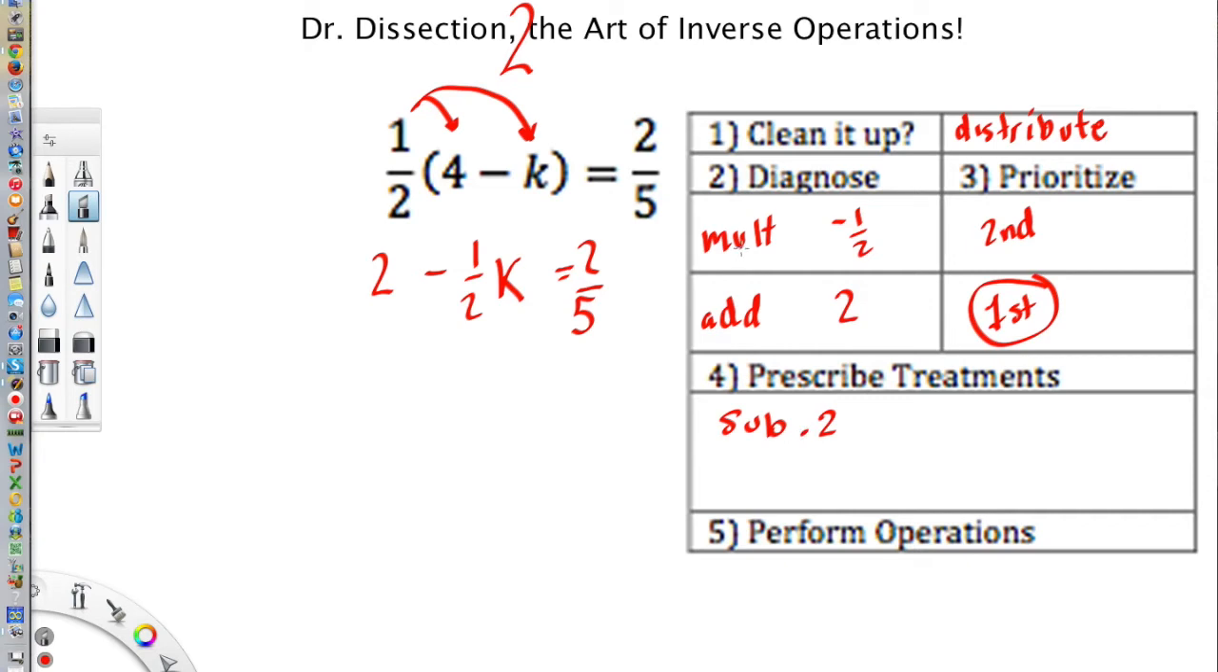And the inverse operation of multiplying something by a -1/2 is the same thing as dividing by a -1/2, which is really multiplying by its inverse. Okay, remember when we multiply by its reciprocal, we always get 1. So it's going to be a -2/1, or -2. Well, let's do our first operation, our first treatment first. We have to subtract by 2, so I subtract by 2 here, and I subtract by 2 over here.